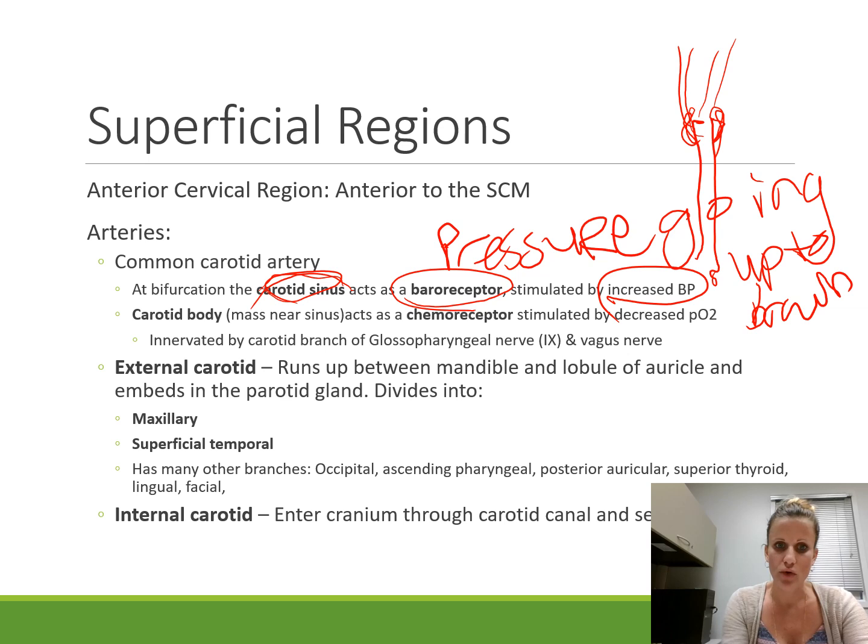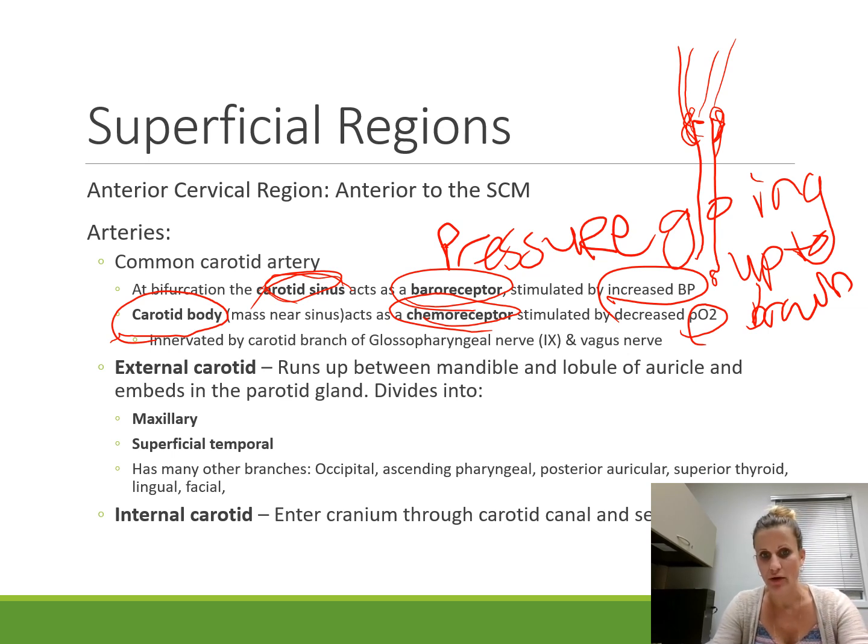Right by this carotid sinus, there's also something called a carotid body. And this mass has chemoreceptors. Chemoreceptors monitor chemicals. So in this case, the partial pressure of oxygen. And if the partial pressure of oxygen goes down, that stimulates these chemoreceptors. They send a signal up to the brain, and then the brain sends a signal down to fix it. In this case, really to increase respirations. That would be the biggest change, would be to increase respiratory rate.